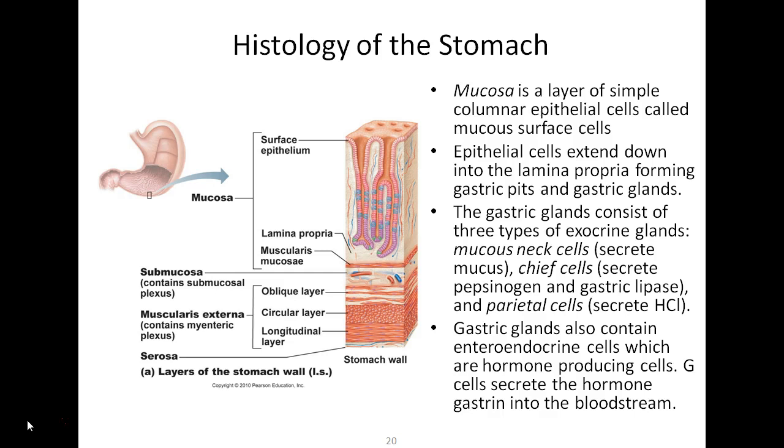We pay particular attention to these chief cells and parietal cells in our lab class, where we see how it requires pepsinogen and hydrochloric acid to react together to create a substance called pepsin. And pepsin is what actually breaks down proteins in the stomach.